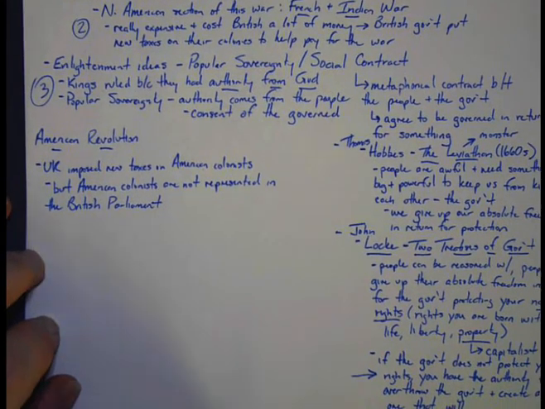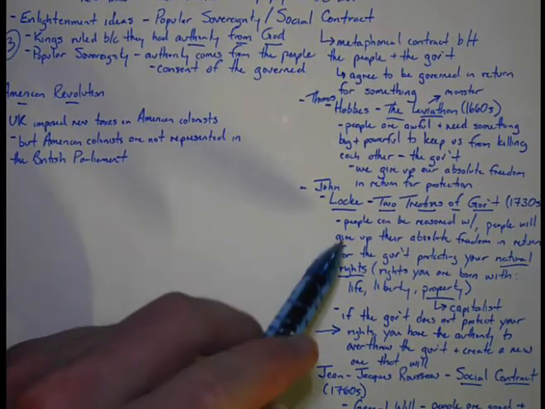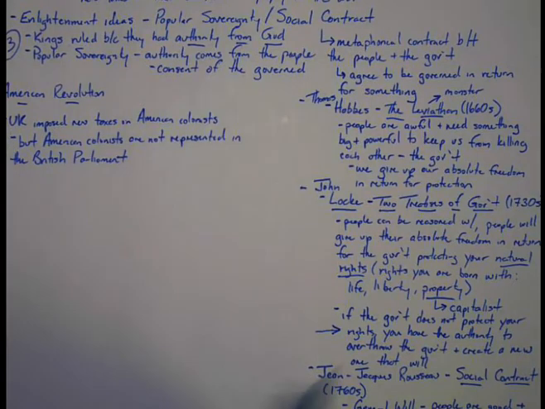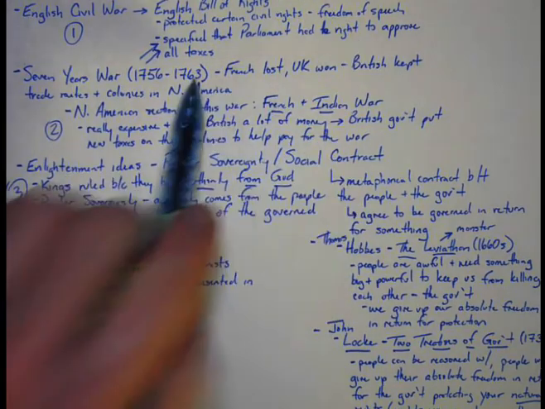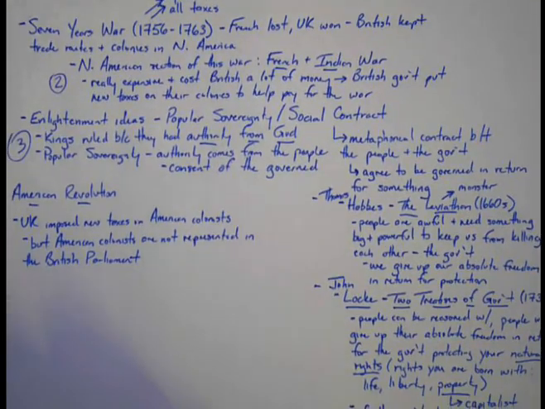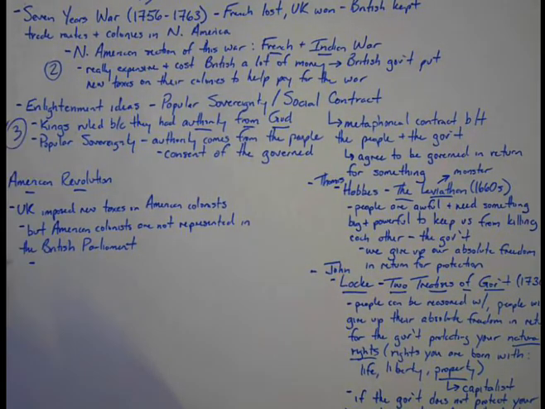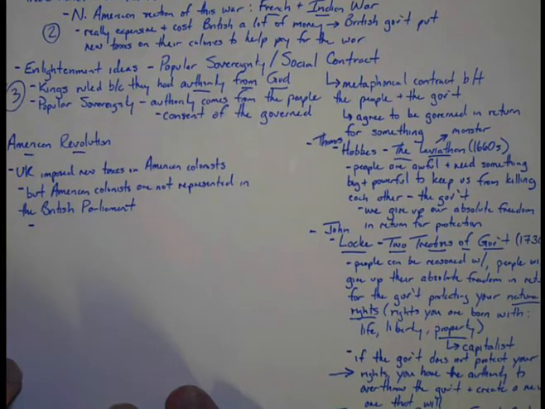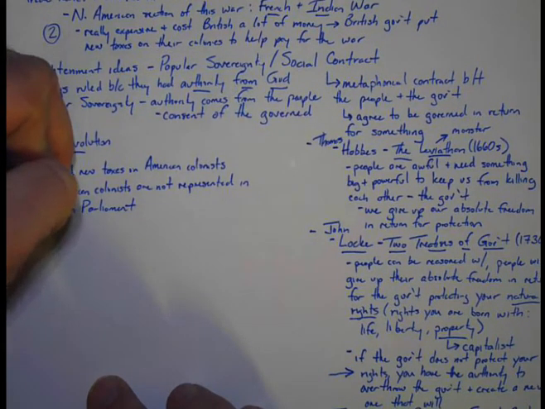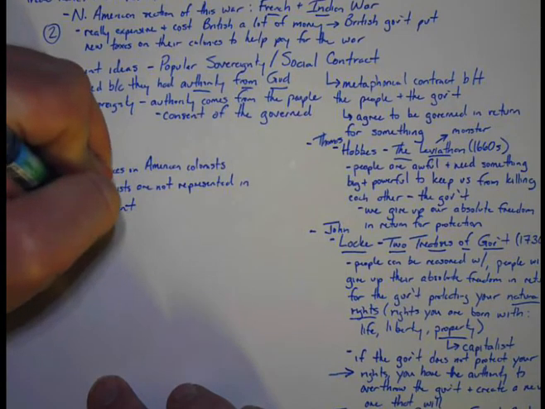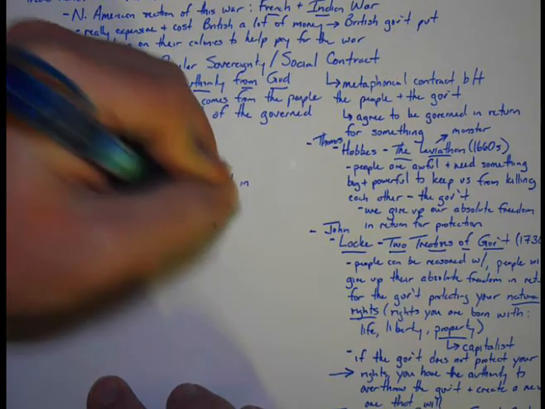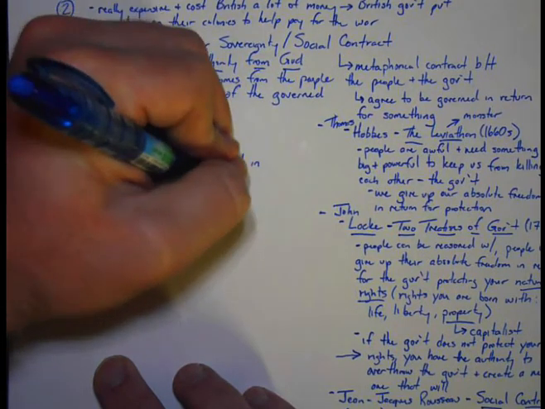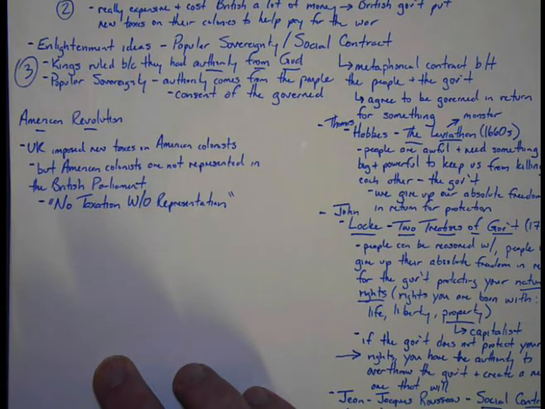So American colonists start looking at what John Locke says, especially about the government protecting your property. And they also think about what the English Bill of Rights says. And it says that Parliament has the right to approve all taxes, but we don't have any say in this Parliament. Which leads to the big rallying cry of the American Revolution: no taxation without representation. And it always helps if your slogans rhyme, and this one does.